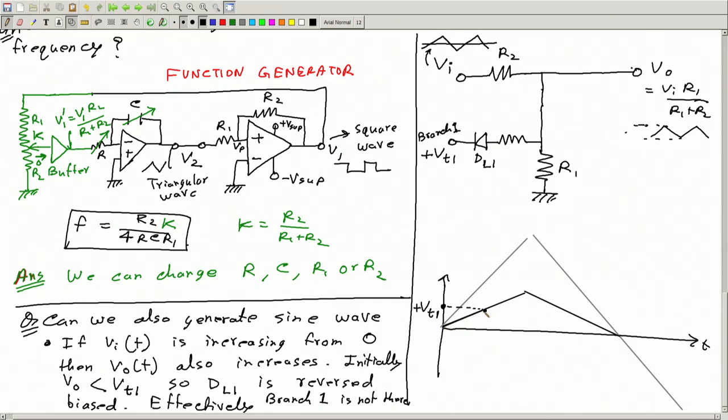But at this moment, at this point, something different will happen. What will happen after this point? After this point, this diode will be on, right? So this diode will be on, forward biased, okay? So call this time T1, okay?